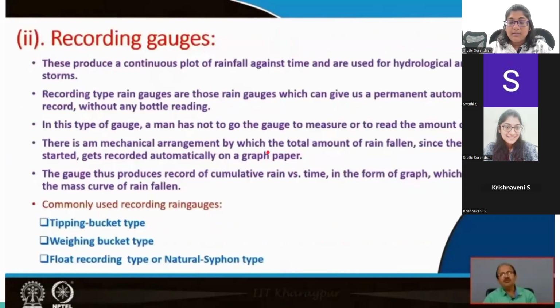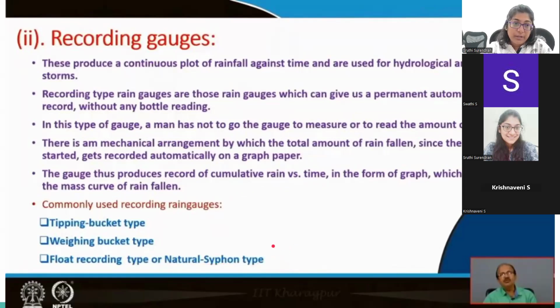Now, recording gauges, like the name suggests, are gauges that not only collect rainfall, but also have a mechanism that can automatically record the intensity or the depth of the rainfall that is occurring. There are mainly three types of rain gauges used in India. One is the tipping bucket type, second is the weighing bucket type, and third is the float recording type, also called the natural siphon type.